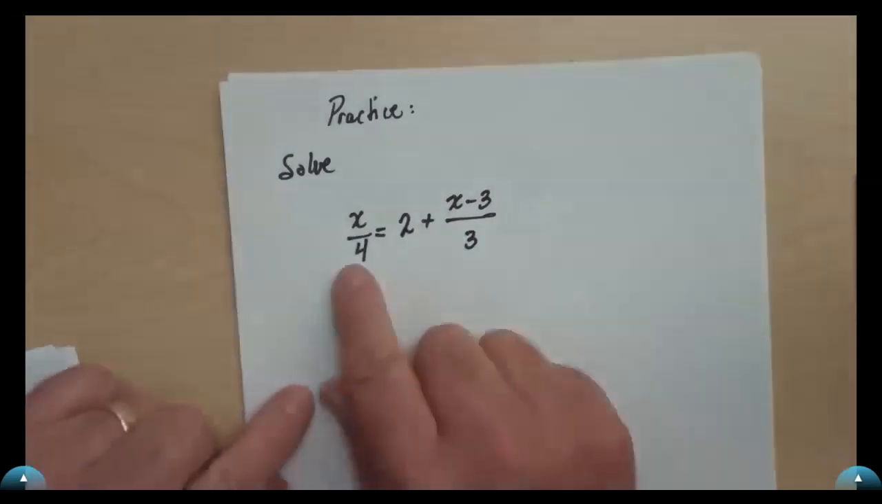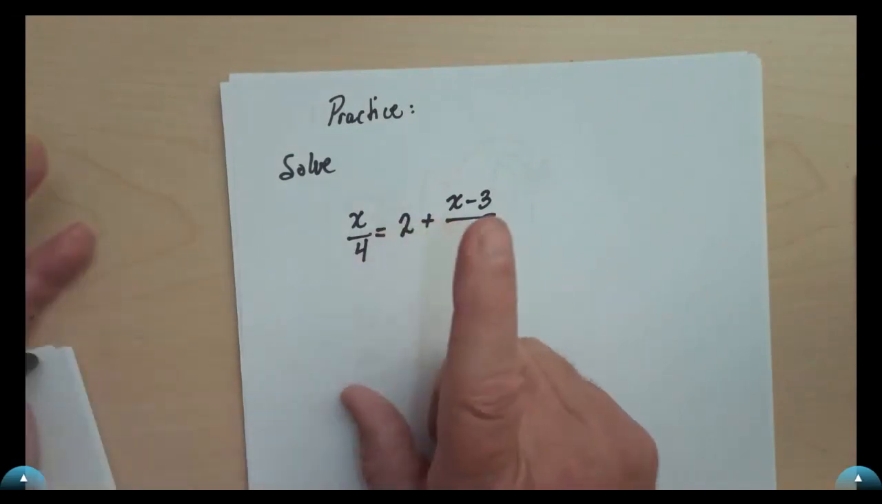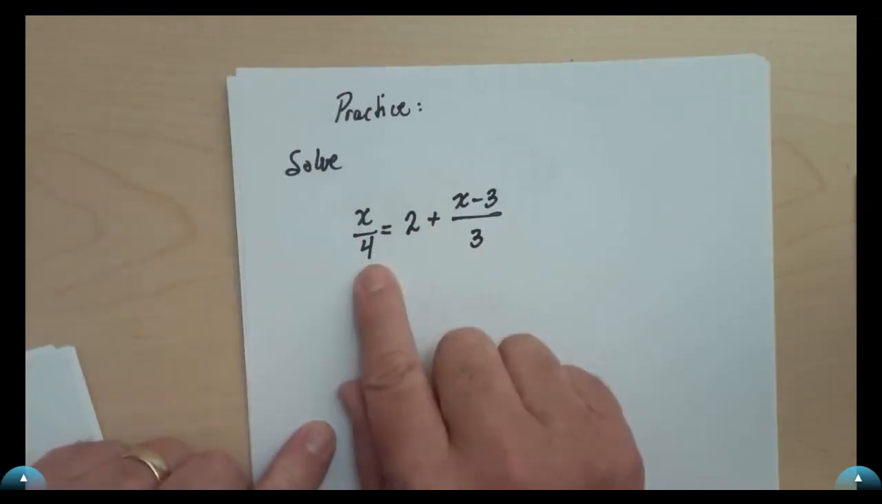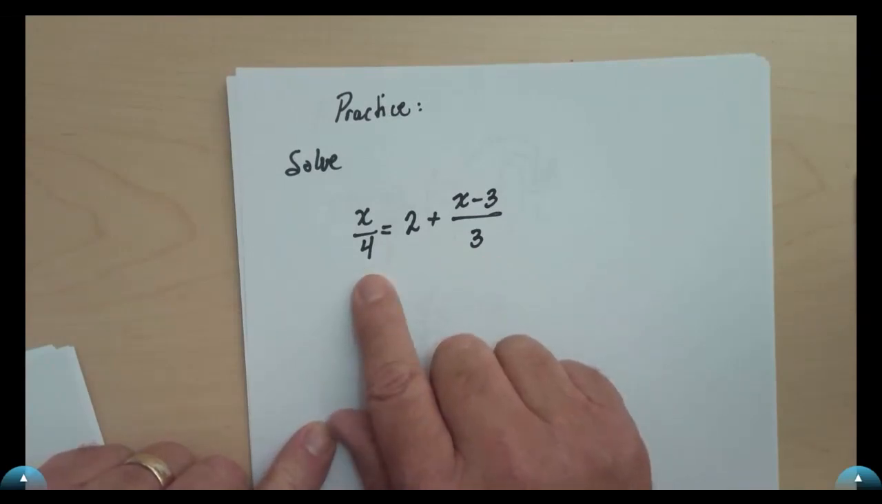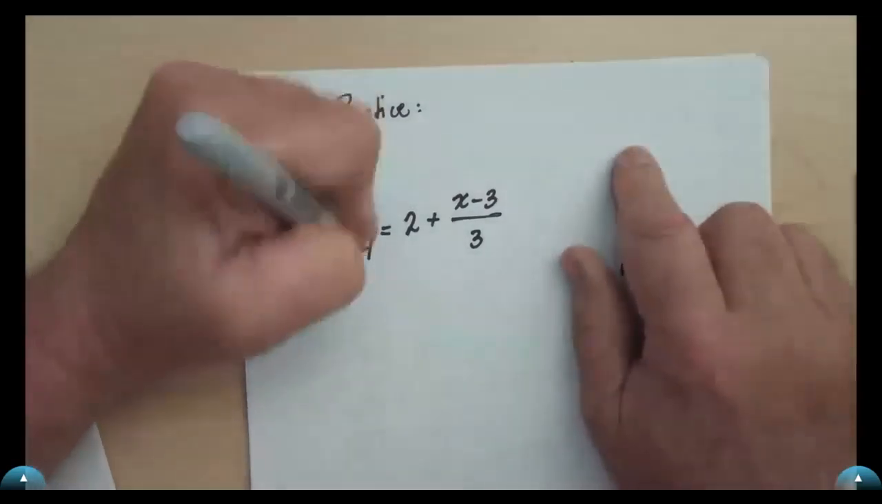So first of all, it looks to me like 12 is our LCD. If we do the quick start with the biggest denominator, 4, well, 4 times 1 is 4 and 3 won't divide into it. 4 times 2 is 8 and 3 won't divide into it. 4 times 3 is 12 and certainly 3 divides into that. So 12 is the LCD.